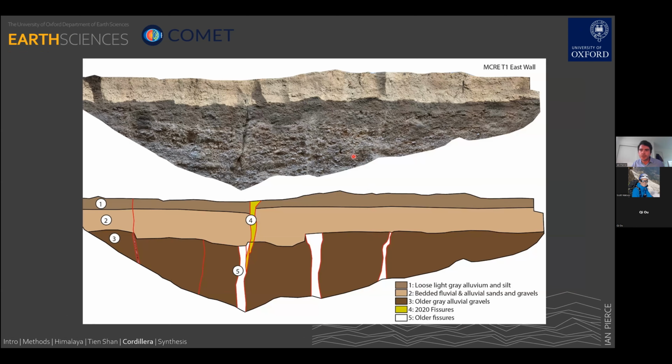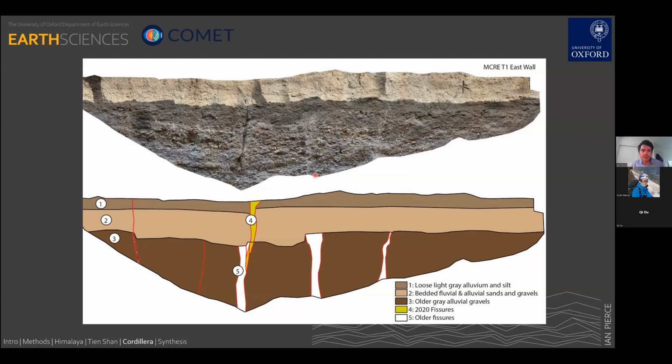I excavated a trench across this site to determine whether this fault had ruptured before. Please ignore the high contrast at the top of this image and instead pay attention to the change between the darker gray and the lighter gray sediments. Cutting through all of these sediments is the fault and fissure from 2019.